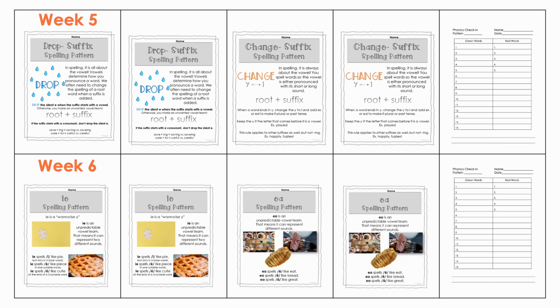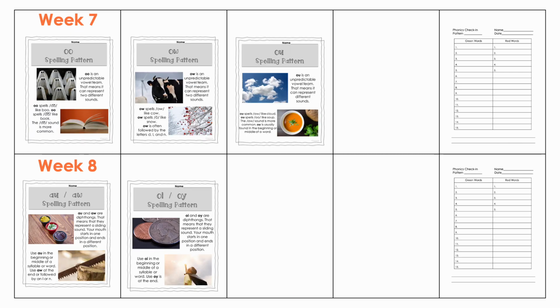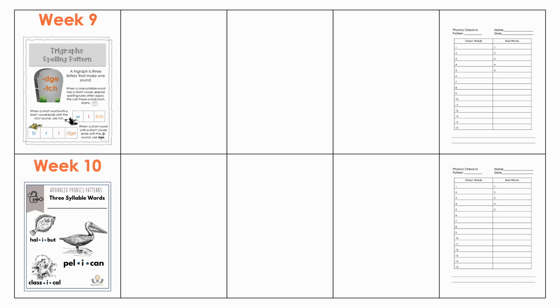However, I want to make sure that I'm also globally reviewing similar patterns. Week 7, I finish up unpredictable vowel teams. Week 8, I do diphthongs. Week 9, I would do trigraphs.